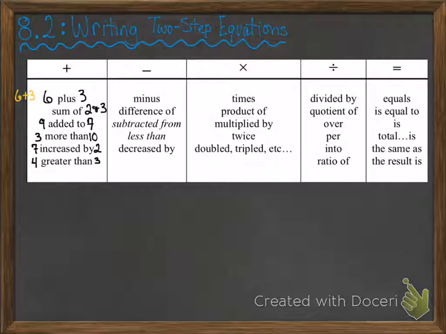6 plus 3, sum of 2 and 3 is 2 plus 3, 9 added to 7, and so this one is kind of like 9 added to 7. You start with 7 and then you add 9 to that number. 9 added to 7. But again, order doesn't matter. So it doesn't matter if you write 7 plus 9 or 9 plus 7. 3 more than 10, 10 plus 3, 7 increased by 2, 7 plus 2, and then 4 greater than 3.